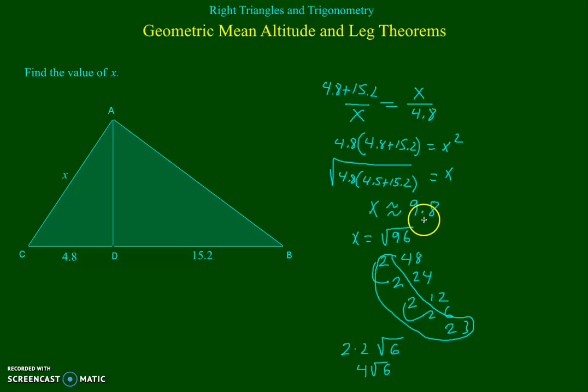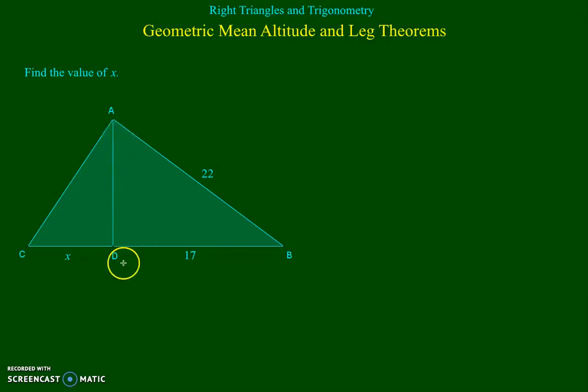So let's go on to the next example. In this situation, again, we don't have anything for the altitude, but we do have a leg, and the hypotenuse is broken apart. So that means we're going to be using the geometric mean leg theorem. And let's go ahead and set that up. It's a proportion, so we go ahead and write our proportion. And the leg is the geometric mean, so it goes in the second and third proportional positions. And the leg is the geometric mean of the entire hypotenuse. In this case, it's going to be 17 plus x. And the segment on the hypotenuse adjacent to the leg, which is 17.